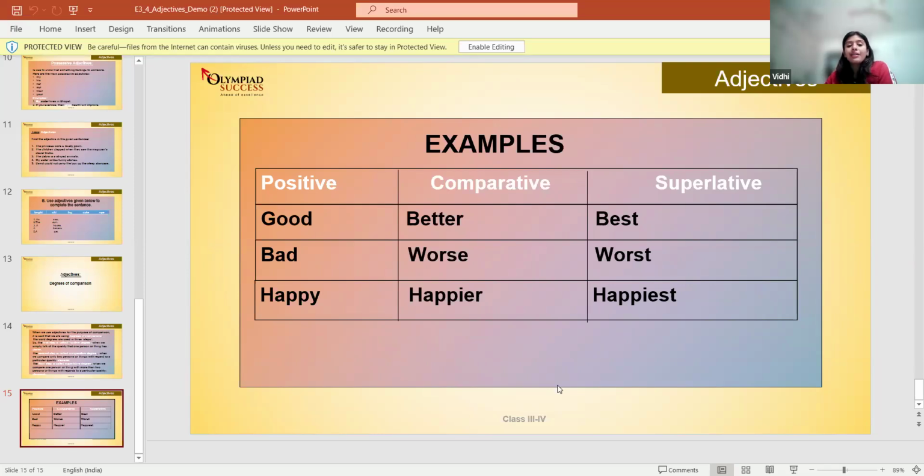Superlative is the best. It's like the most. So the superlative is like the most, comparative is when we compare, and positive is when we talk about a single person or a single thing. Clear? Any doubt in understanding this? Do you want to do some examples of the degrees of comparison?